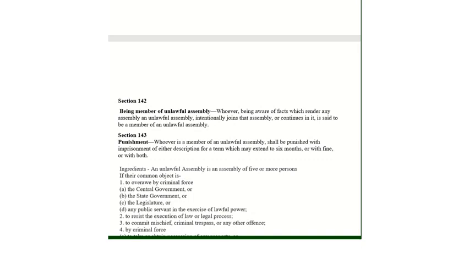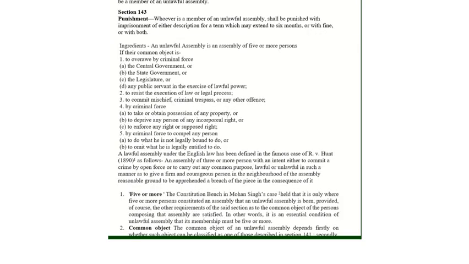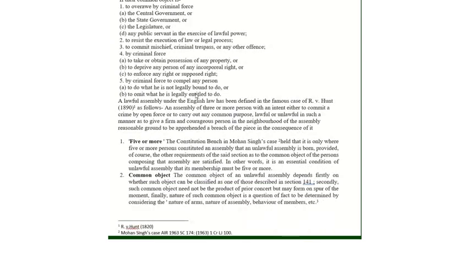In R versus Hunt, English law has described what an unlawful assembly is: an assembly of 3 or more persons with intent either to commit a crime by open force, or to carry out any common purpose, lawful or unlawful, in such a manner as to give firm and courageous persons in the neighborhood of the assembly reasonable grounds to apprehend a breach of peace in consequence. The assembly must have a common object. It is given below.